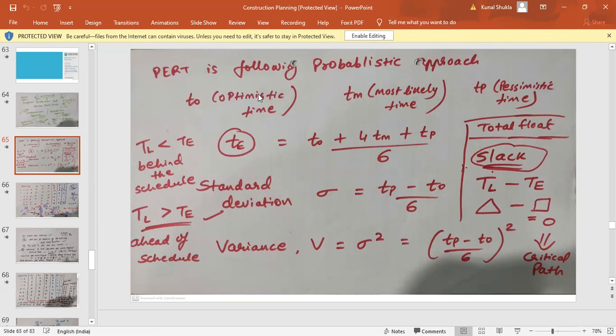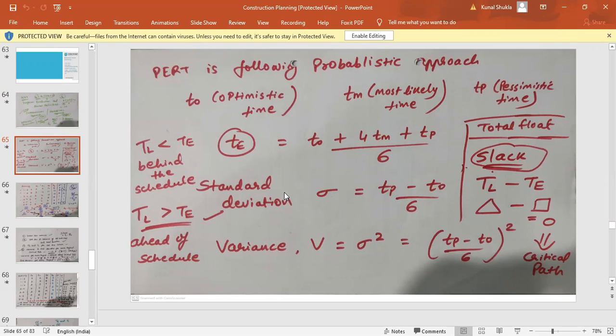So PERT follows a probabilistic approach. The full forms and the formula are given here. Now, two more things we need to calculate in the PERT method. One more piece of information that I want to share is that in the case of CPM, we used to find out EST, EFT, LFT, and LST.